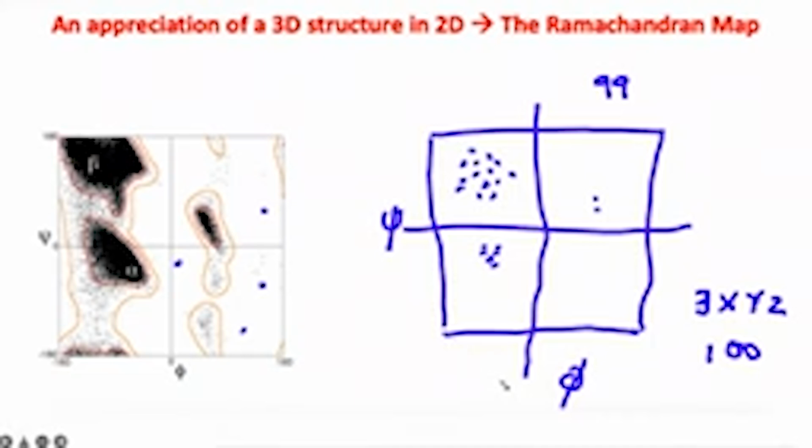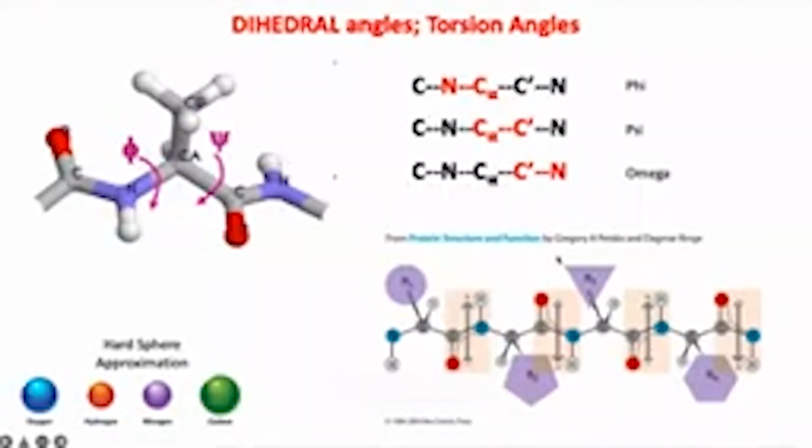Sir, can you show the hard sphere approximation slide? So the best way to appreciate the hard sphere approximation is to look at this picture. Sir, I had a doubt. Why is the size of oxygen greater than that of nitrogen? Okay, we just copied this from somewhere. These are not the correct sizes. So maybe I should very specifically say that these are not the correct sizes. This is just to give you an idea.